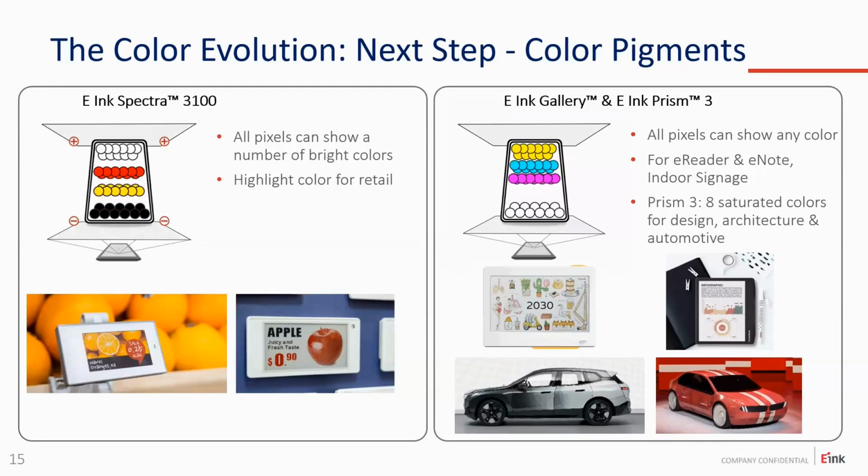Then we have a number of applications for the Gallery and the Prism. One is e-readers, e-notes. But the other, and I will show that in a slide that is coming after this, we can also cover big surfaces with this film to make color changing objects. And we did some pretty cool stuff actually with BMW on this that I will show later.